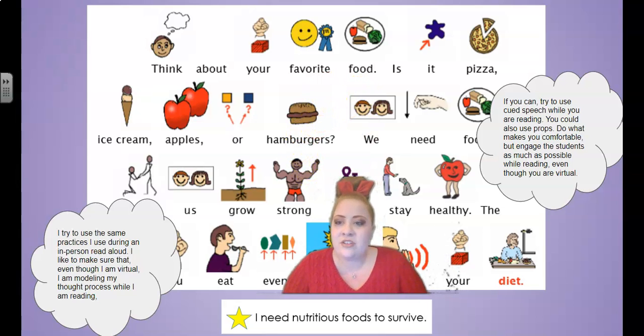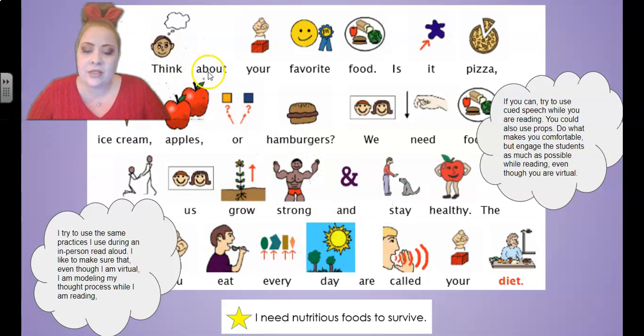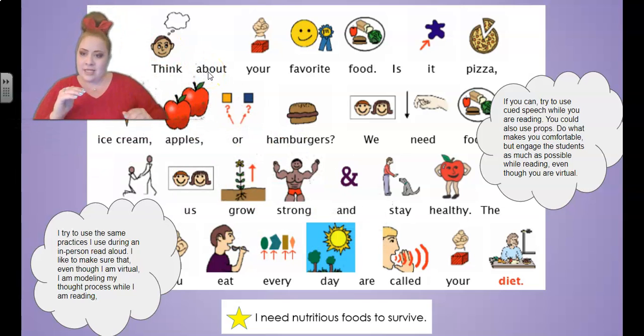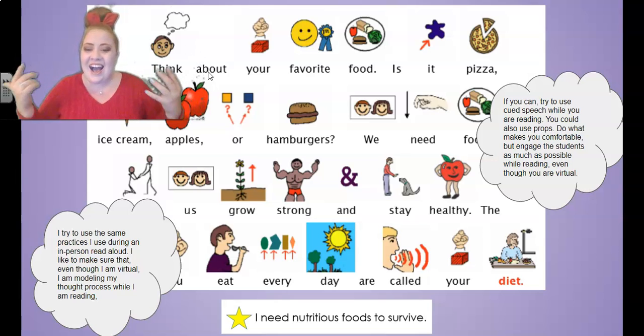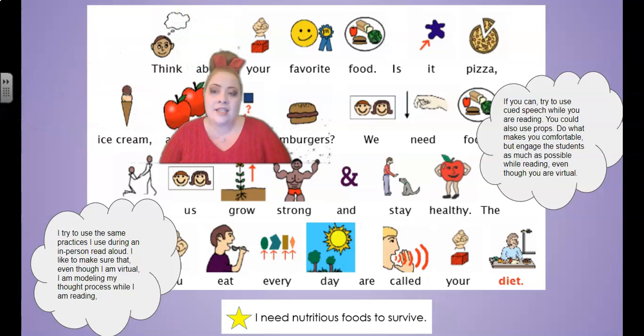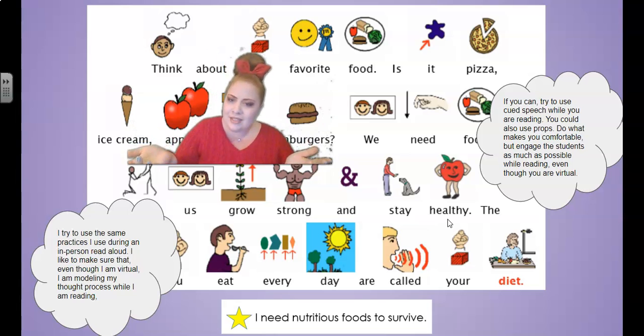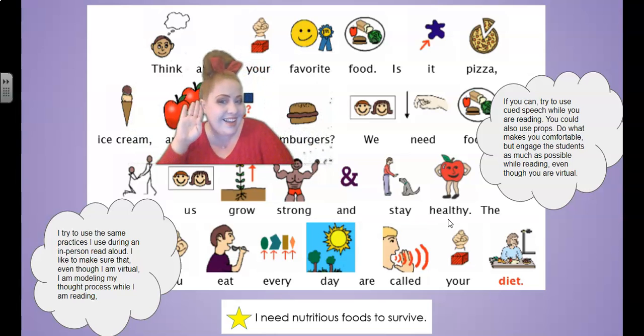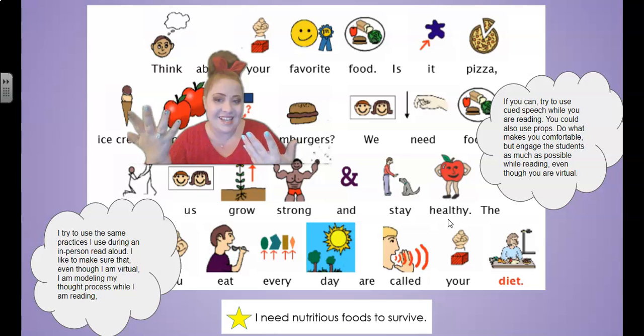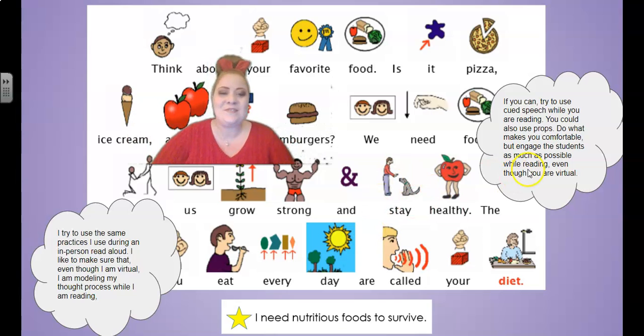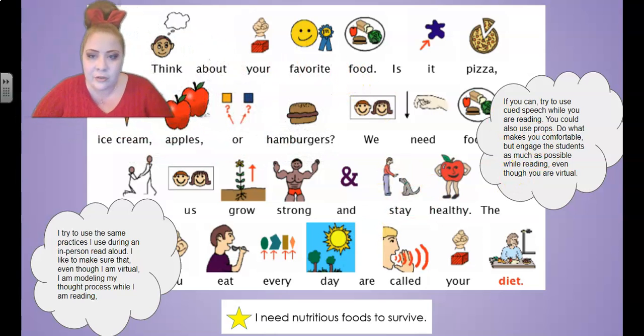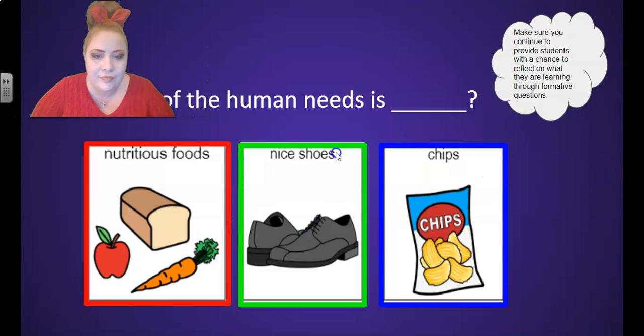Also, I have a method to the way that I do the repeated storyline. The first couple of times they see it, I don't give them much of a pause. I say, do you see the yellow star? I need nutritious foods to survive. That's a repeated storyline. And then as we get further in, like three or four in, that's when I'll give them the pause. Do you remember our repeated storyline? Give them a chance to say it. I need nutritious foods to survive. That's up to you. Total preference, just a style thing.